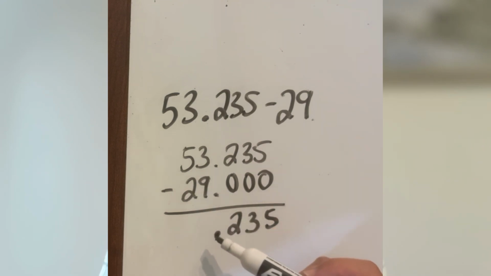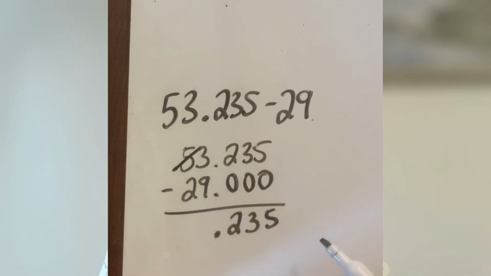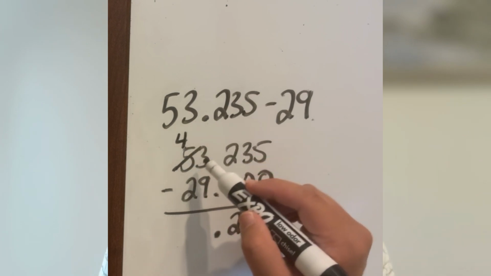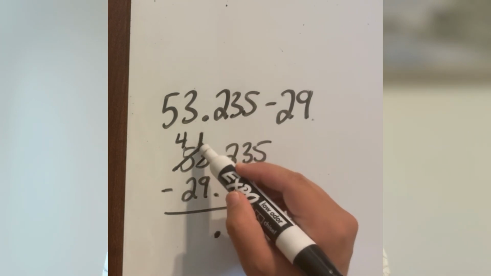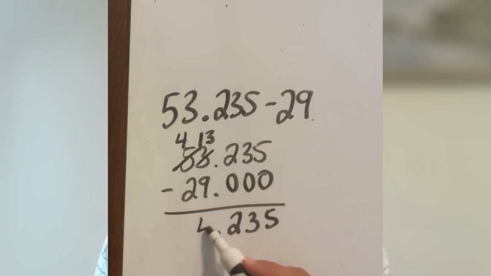Now 3 minus 9, can we do it? No, do not fall in the pitfall of doing 9 minus 3. We can't just switch the order. It's 3 minus 9. So therefore we have to borrow. So borrowing from next door, we're going to make that 13. We're borrowing 10. So 13 minus 9 will be 4. And we're left with 4 minus 2, which will be 2. So our answer is 24.235.